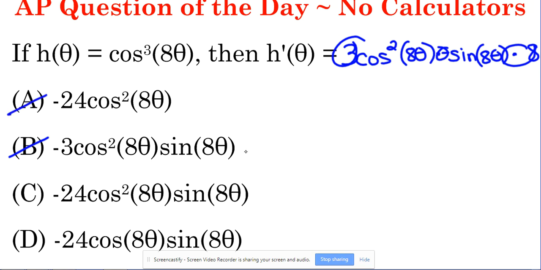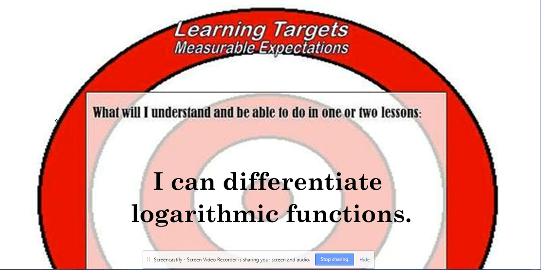We can eliminate the first answer choice because it doesn't have sine and cosine. And then the last answer choice we should eliminate because it doesn't have cosine squared. This is our answer right here. Answer C. Okay, so the next thing we need to talk about is taking the derivative of logarithmic functions.